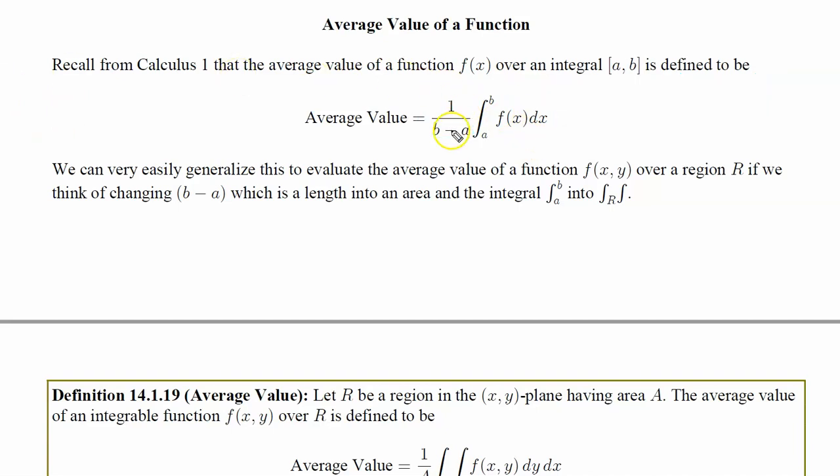Now, what we need to do is generalize this to a function of two variables. Well, it makes sense that this is going to turn into a double integral over a region R. Now, what do we do with this right here? Well, this represents the length of the interval over which you're integrating for a function of a single independent variable. So it makes sense that when we go to double integrals, this should represent the area over the region R that you're integrating. And that's exactly what we have in our definition down here. So let's take a look at that, and then we'll look at an example.